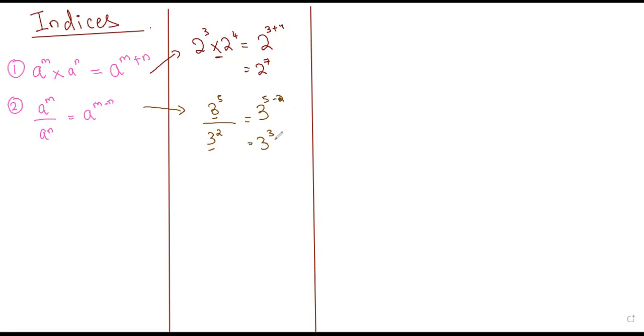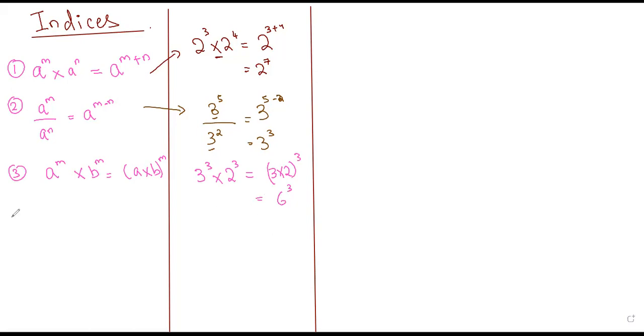Yes. Okay. So these were the two rules. Let's talk about some more. Let's say this time you have two numbers that are being multiplied. This time your bases are different but your powers are same, so you can write it as a multiplied by b whole power m. For example, if you have 3 to the power 3 multiplied by 2 to the power 3, you can write it as 3 into 2 whole to the power 3, that is 6 to the power 3.